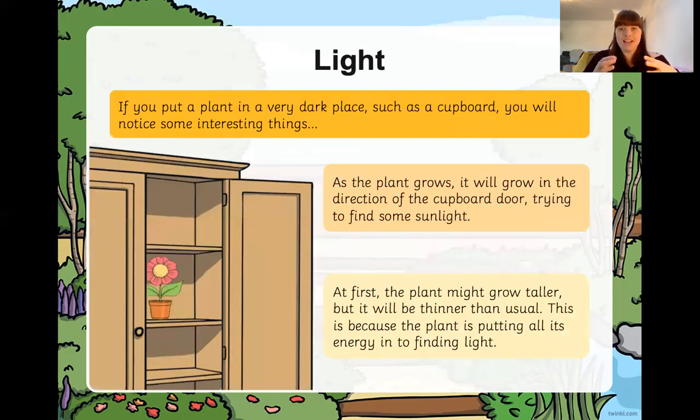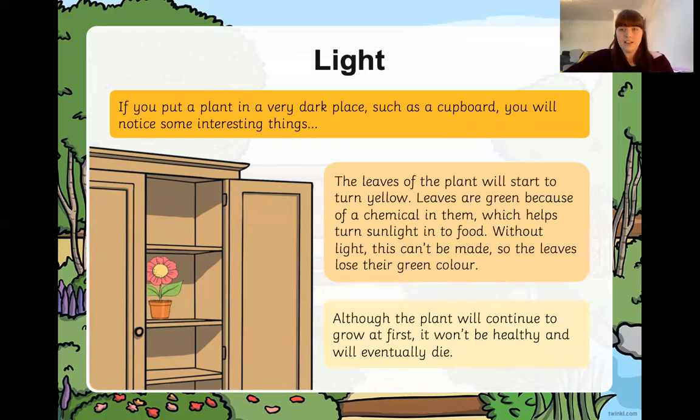So if you put a plant in a really dark place, like a cupboard, you would notice that as the plant grows, it will grow in the direction of the cupboard door because it's trying to find light. And at first, yeah, the plant might grow taller, but it'll be really thin. And that's because the plant is putting all its energy into growing nice and tall to try and find some light.